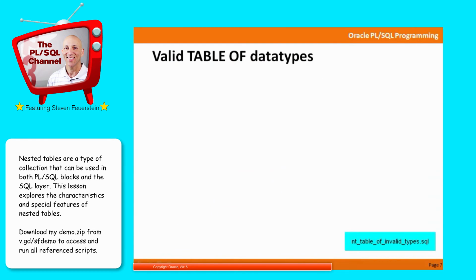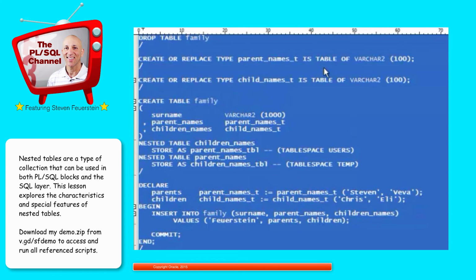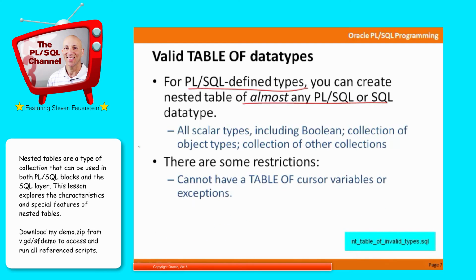Okay. So those are a nice number of examples. Let's move along. Valid table of table type data types. So when you declare a nested table, you say table of in the data type. For PL SQL defined types, when you define a nested table inside a PL SQL block, you can create a nested table of almost any PL SQL or SQL data type. So scalars, booleans, you can have collections of object types, collections of other collections, all possible from within your PL SQL code. However, there are some restrictions. You can't have tables of things like cursor variables or exceptions. Those don't have a state that can be stored inside a collection.